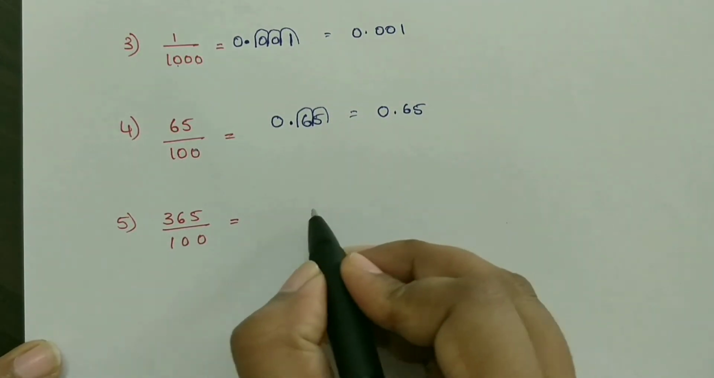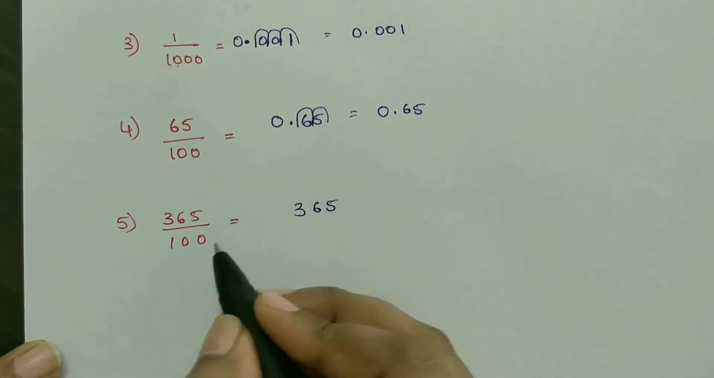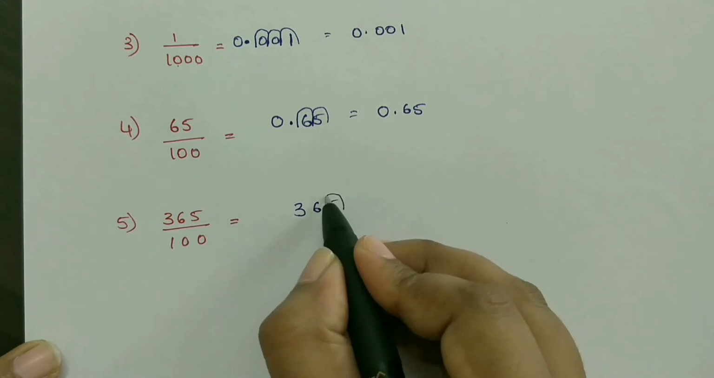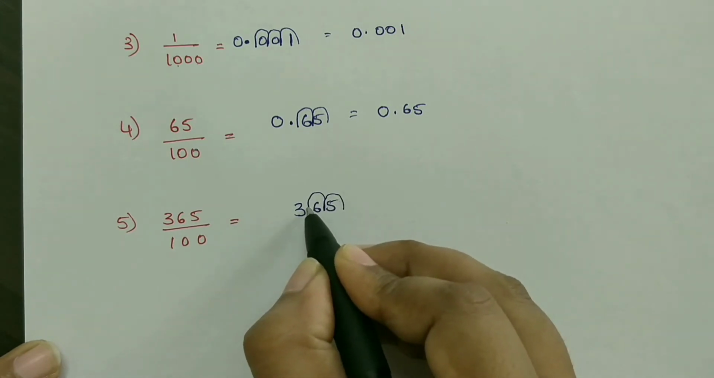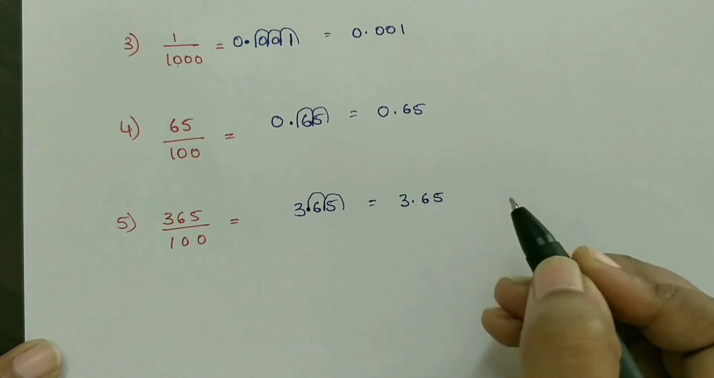Next example, write the numerator 365, 2 zeros. So from the right side, 1, 2, put it here, equal to 3.65.